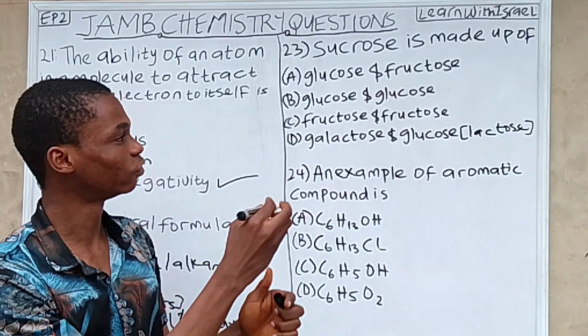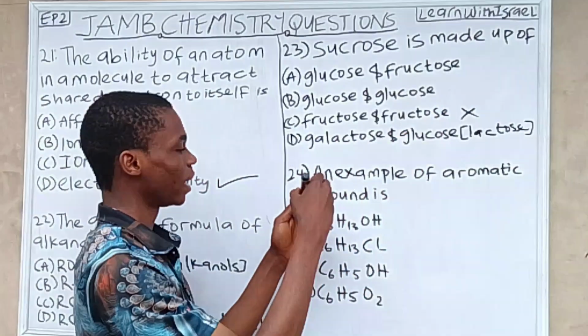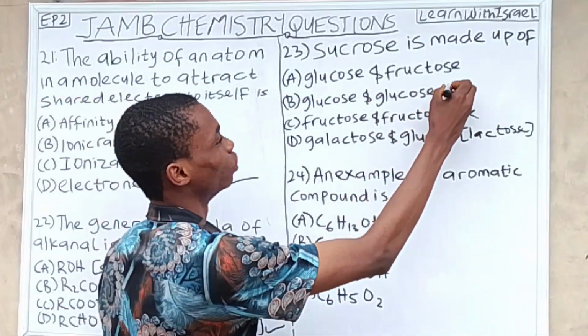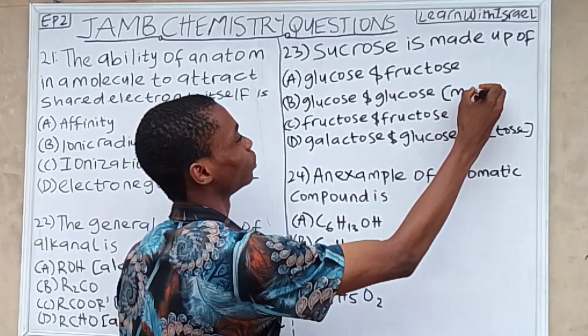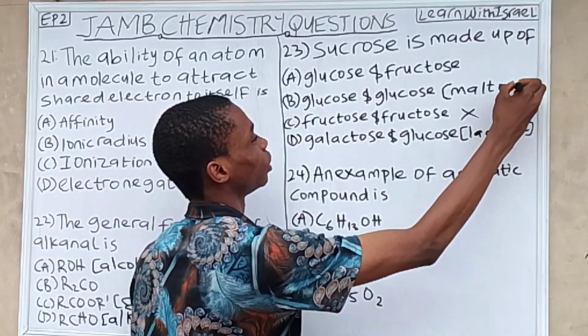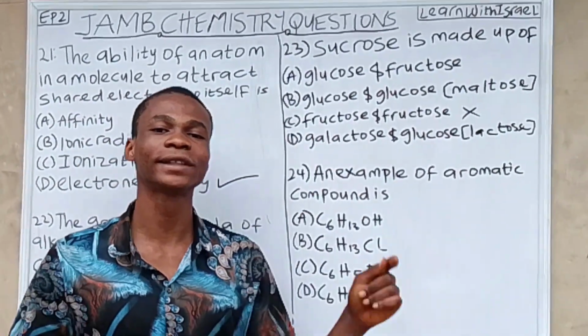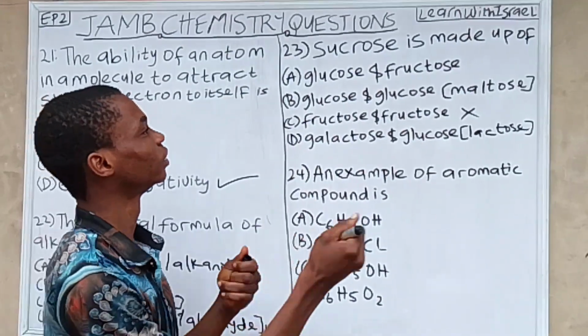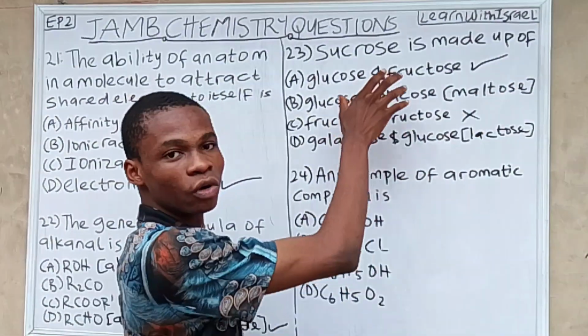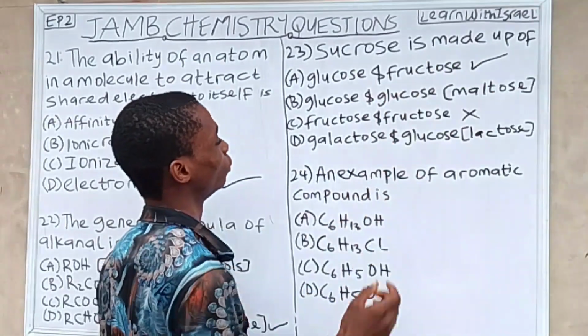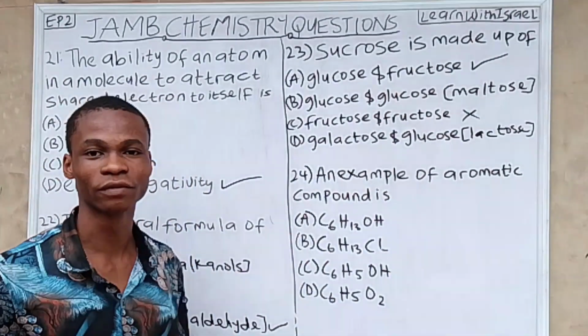Why is fructose and fructose wrong? Why is option B, glucose and glucose, wrong? Glucose and glucose give us maltose, which is also wrong. Option A, glucose and fructose, gives us sucrose. So option A is the correct answer. Sucrose is made up of glucose and fructose. Let's move to question 24.